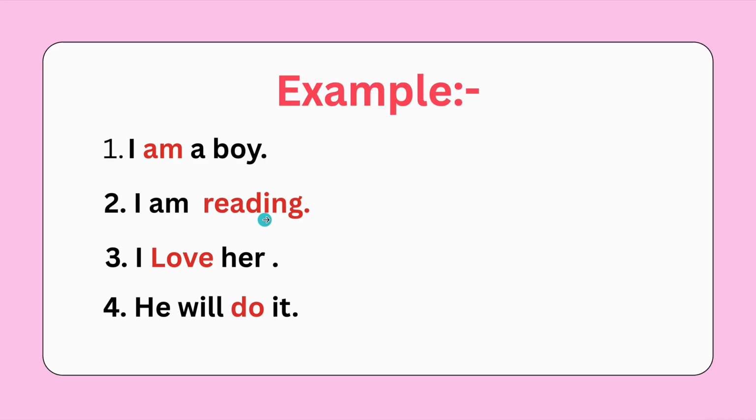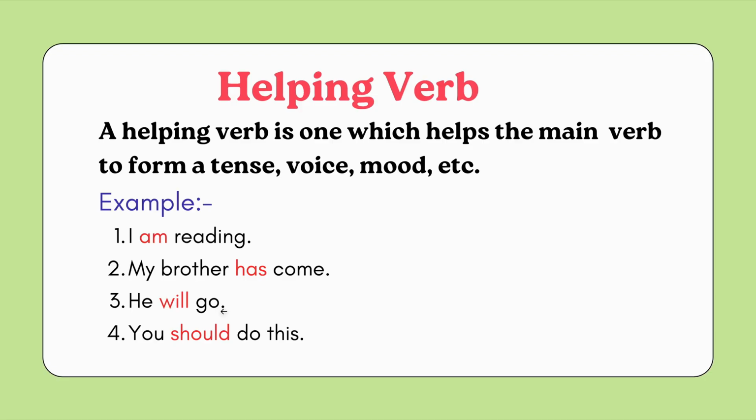I am reading. So if you see here, am is also there, but this is not the main verb. Reading is the main verb. I love her. Love is the main verb. He will do it. Do is the main verb.